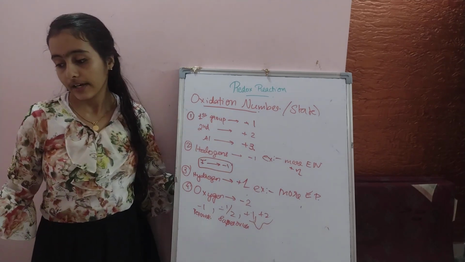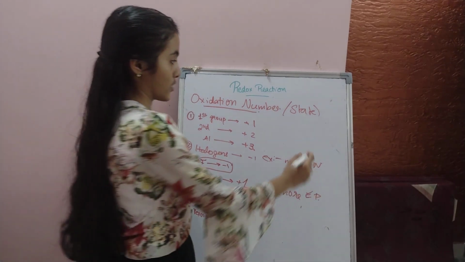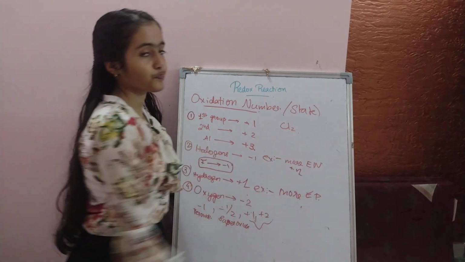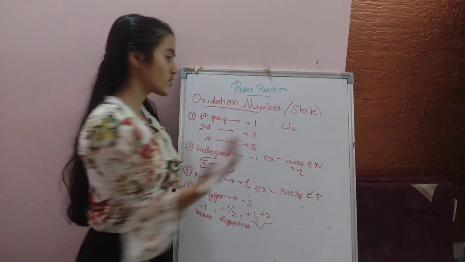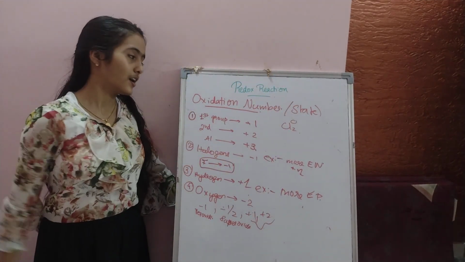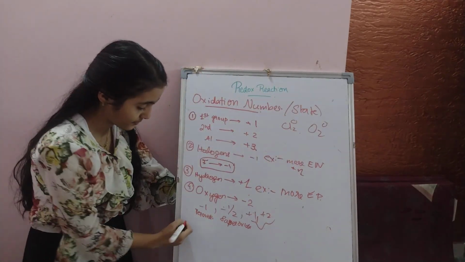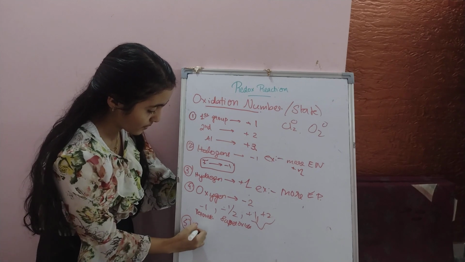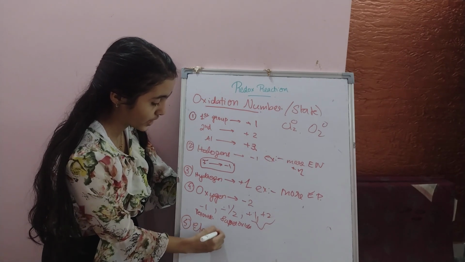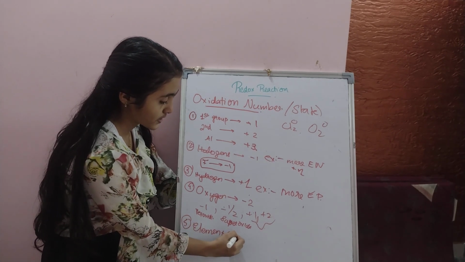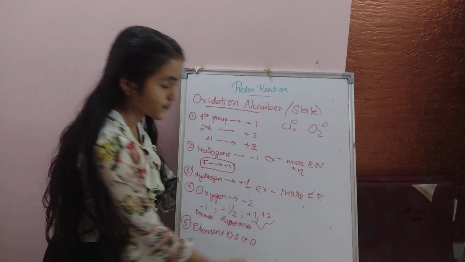Next, the oxidation state of an element is 0. For example, Cl2 is an element. Its oxidation state is 0. O2 is an element. Its oxidation state is 0. The oxidation state of an element is 0.